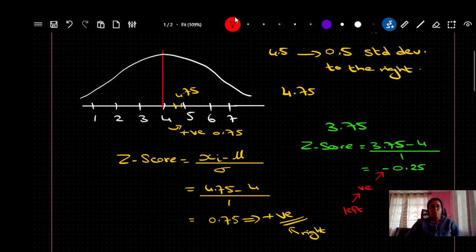So minus 0.25. It is around here. You will see your 3.75. So it will be minus 0.25, which is to the left. And this one is to the right.